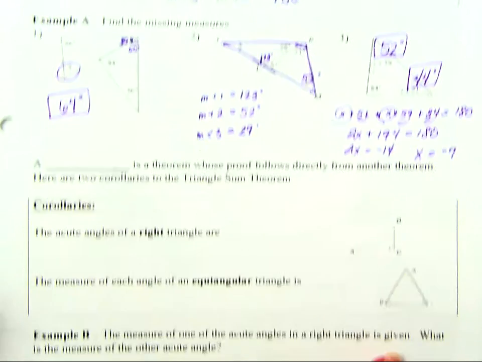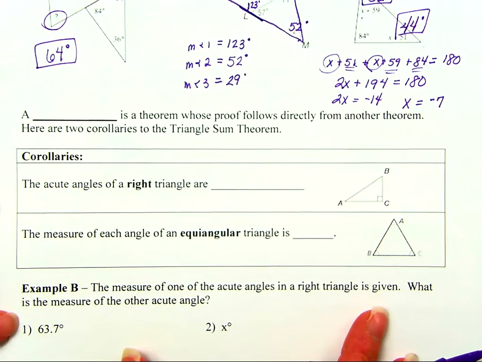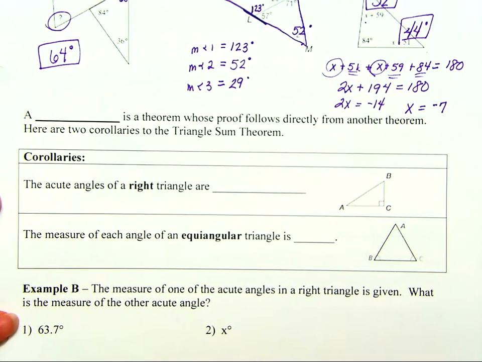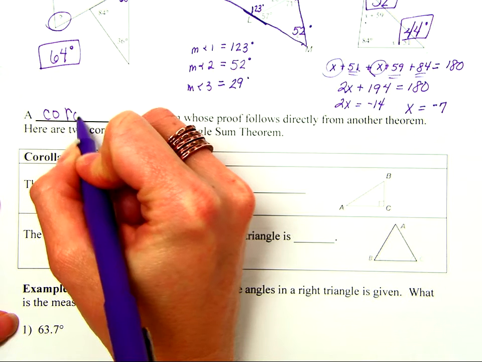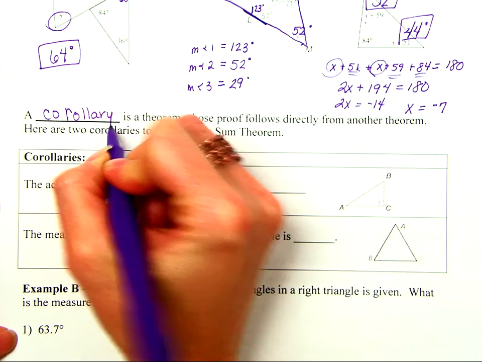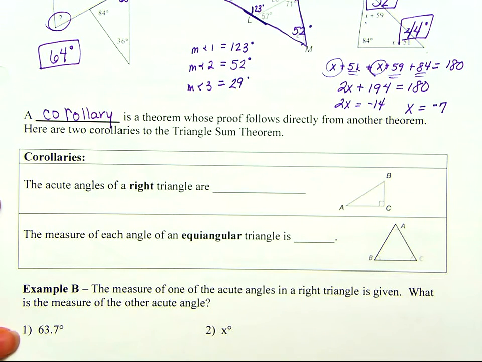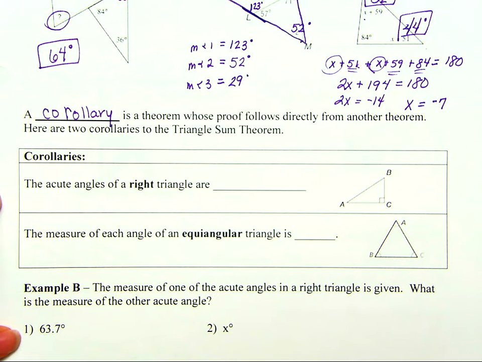Down below, we're going to talk about a couple of new pieces of information, but we do introduce a new vocab word, and that vocab word is a corollary. A corollary is a theorem whose proof follows directly from another theorem. Here are two corollaries to the triangle sum theorem.